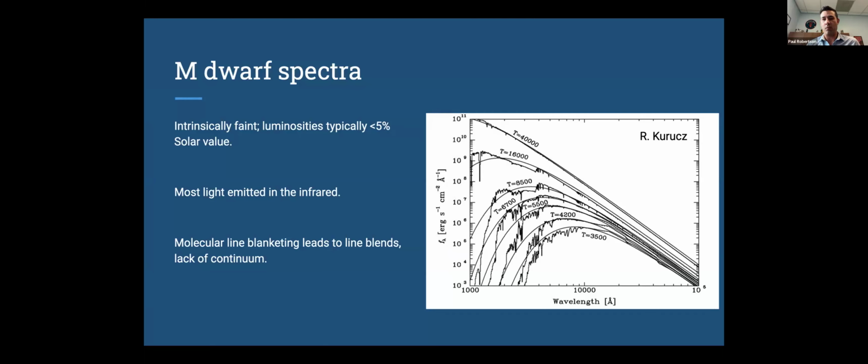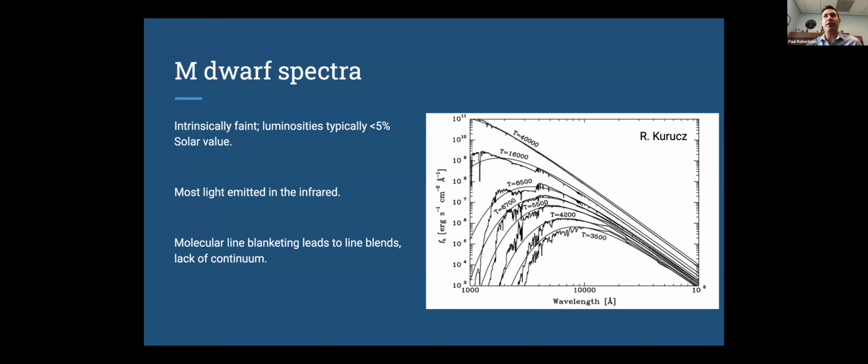And so we're going to have to work with infrared light, and we're also going to have to deal with the challenge of molecular line blanketing. So these stars' atmospheres are so cool that molecules are forming, and this will basically completely wipe out the continuum, particularly in the blue. And so we're going to have to think carefully about certain aspects of our data analysis there.